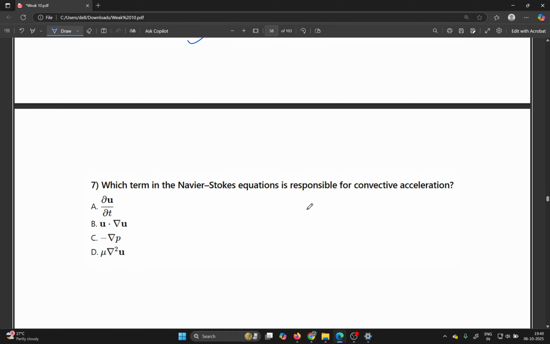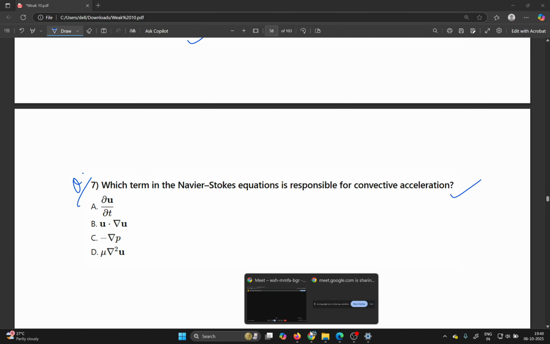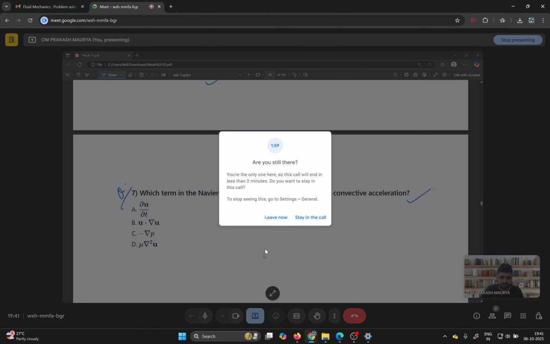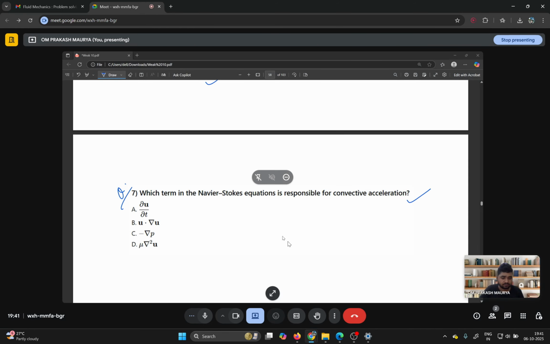Okay, the next question is: which term in the Navier-Stokes equation is responsible for convective acceleration? Very, very important. Just think about it.